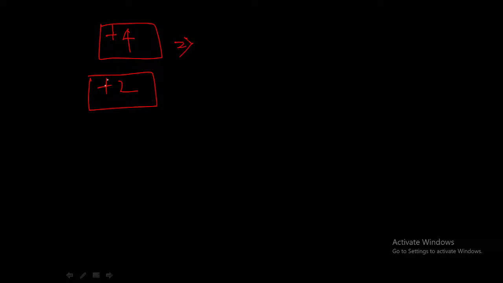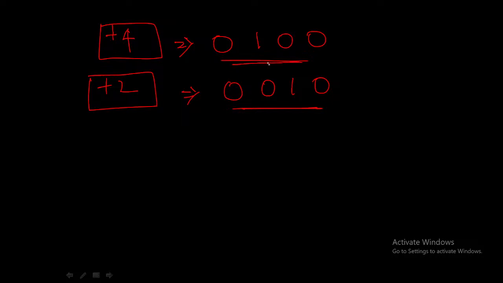To add these, we have plus 4 and plus 2. We have just learned how to represent them in 1's complement form. In case of positive numbers, in 1's complement representation, they are written as they are. There is no change in the representation. That is, plus 4 is 0, 1, 0, 0 and plus 2 is 0, 0, 1, 0. So this is how we represent these two numbers.